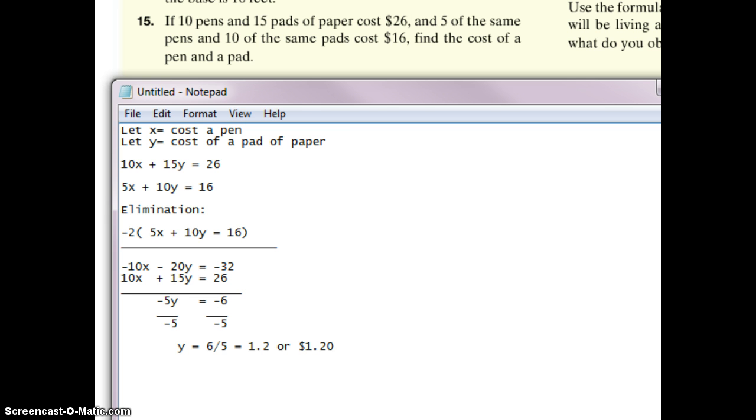Once you know what y is, you also need to find the x. So go back to your original equations. You know what y is equal to. Go ahead and plug that value in for y. It doesn't matter which of the two equations you use, just pick one and then find x. So I'm going to go ahead and pick the bottom equation because the coefficients are a little bit smaller.